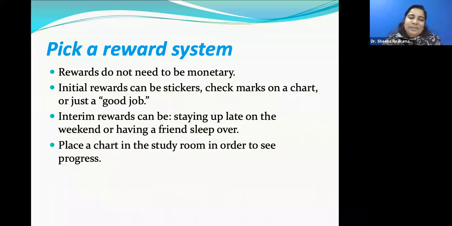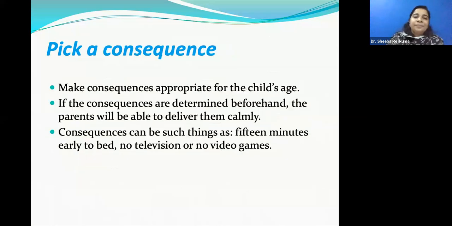It won't do with many of them. Then interim rewards can be staying up late on the weekend, or having a friend sleepover. Even if we are not allowing our children to have a friend sleepover, there can still be other things. We can let them play with their friends for a little bit more time. Place a chart in the study room in order to see the progress.